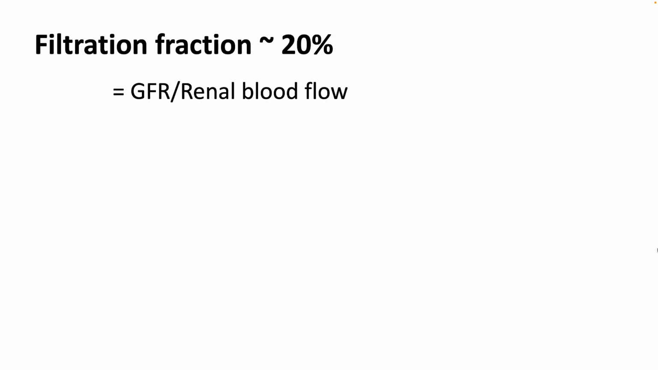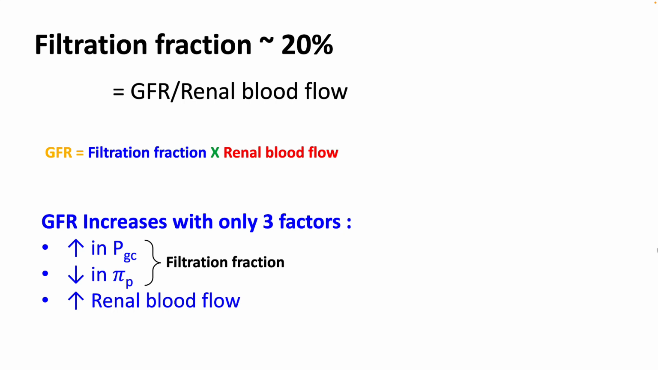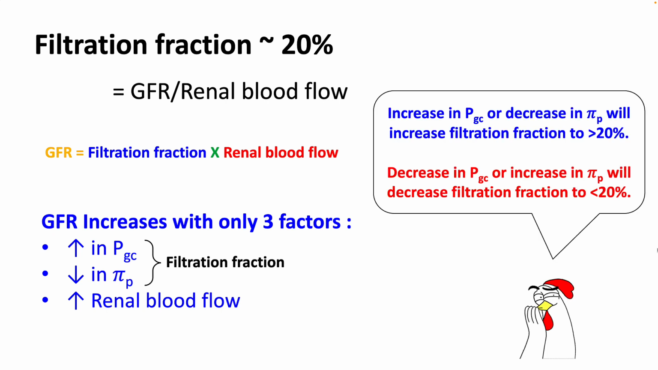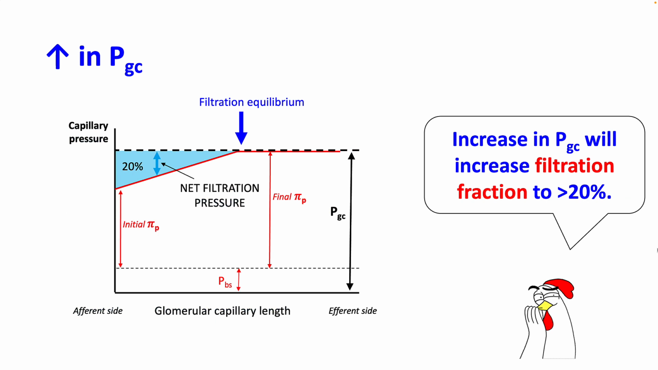Filtration fraction can be written as the amount of GFR divided by the renal blood flow, which is around 20%. Rearranging this equation, you get GFR equals filtration fraction multiplied by the renal blood flow. So your GFR can increase by only two factors. First, by increasing your filtration fraction, which depends upon glomerular capillary pressures and plasma oncotic pressure, and second, by increasing renal blood flow. So an increase in PGC or a decrease in plasma oncotic pressure will increase the filtration fraction to more than 20% and vice versa.